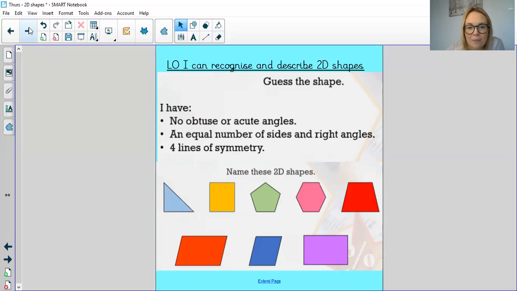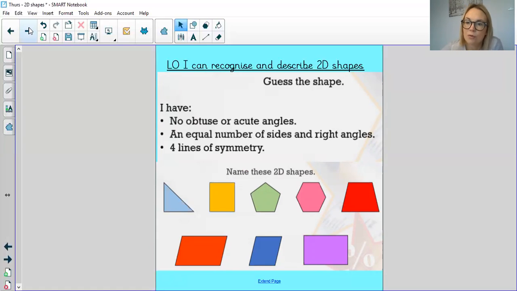Okay, so I could have been thinking about, couldn't I, for the first clue, no obtuse or acute angles, I could have been thinking about a square or a rectangle, okay, because they've both got 4 right angles, no obtuse and no acute angles. Now, they've also both got an equal number of sides and right angles. They've got 4 sides and 4 right angles. But the 4 lines of symmetry mean that I'm thinking about a square. Okay, so well done if you got that one correct, because the rectangle has got 2 lines of symmetry.